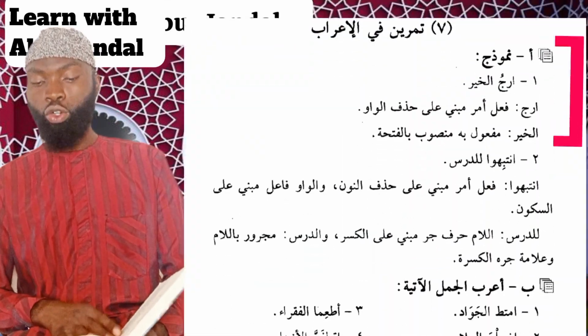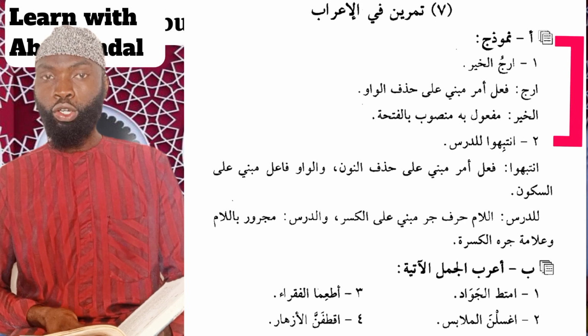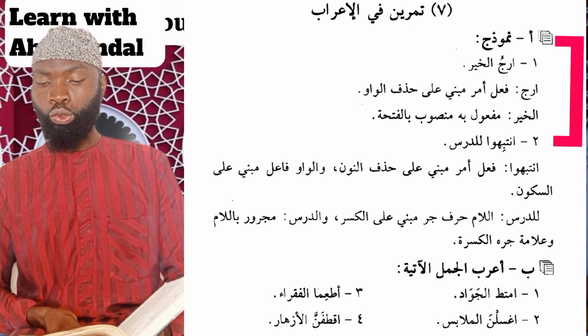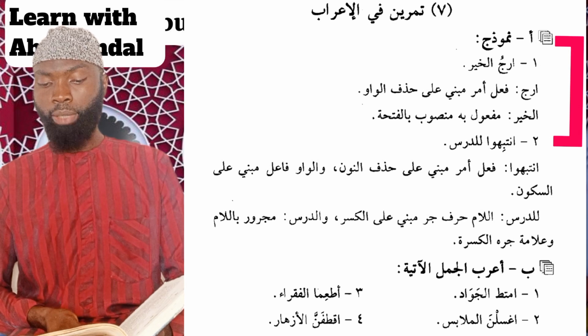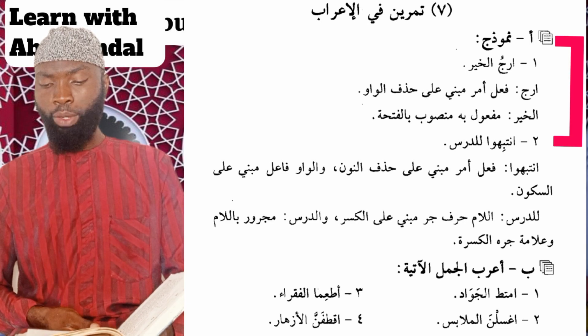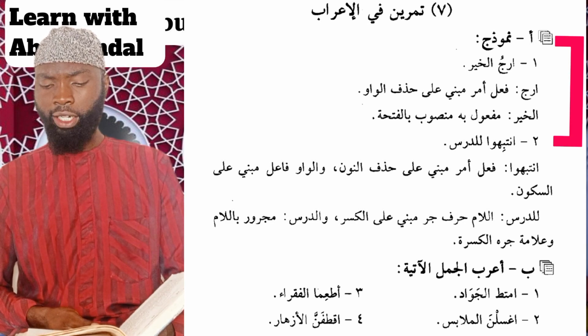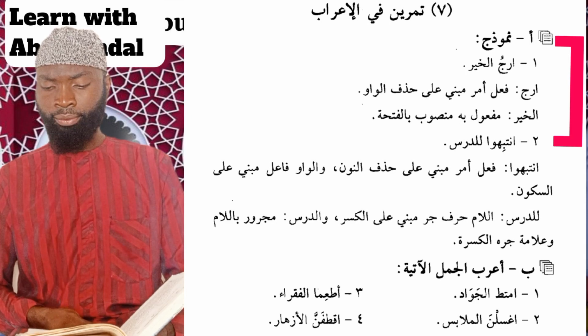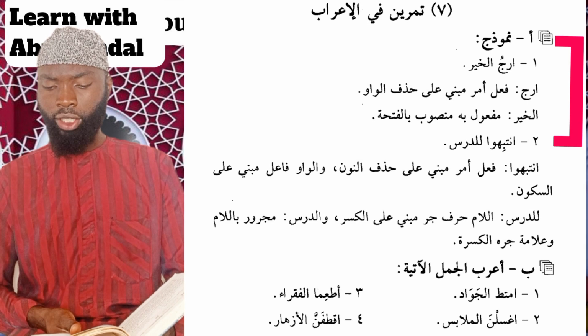Tamrinun fil i'rab, exercise on Arabic grammatical analysis. We have namudhaj, sample: urju khayra, hope for good. So urju is fi'lu amrin mabni ala hadf al-wa, al-khayra is maf'ulun bihi mansub. Intabihu lidars, listen to the lesson. Intabihu, take caution. Fa'ilu amrin mabni ala hadfi nun, then the wa is fa'ilu mabniyun ala sukun. Then we have lidarsi, the lam is harfu jarri mabni ala kasr, and dars is majrurun bil lam wa alamat jarri al-kasra.